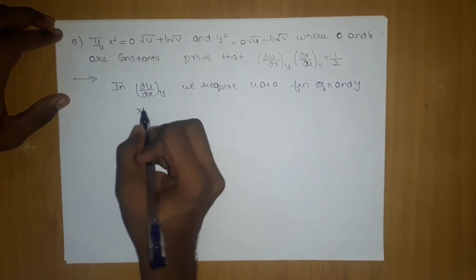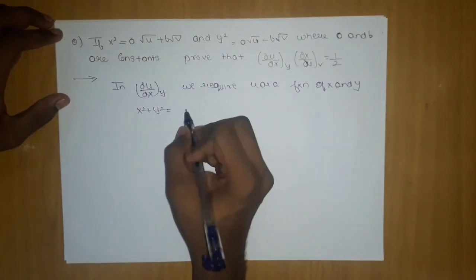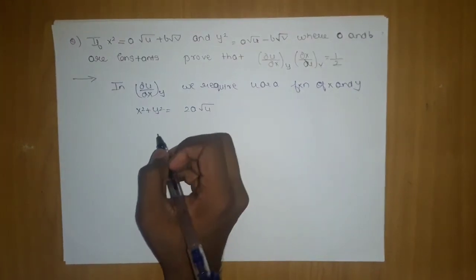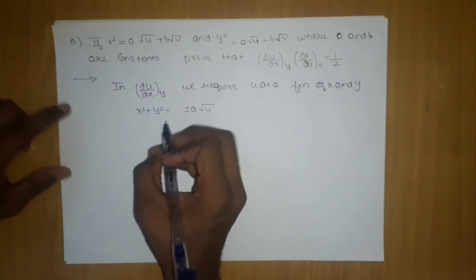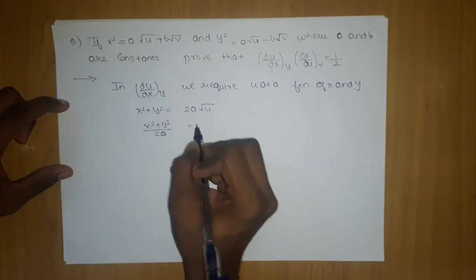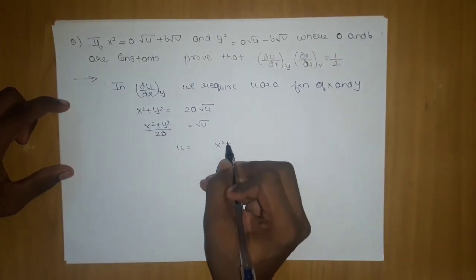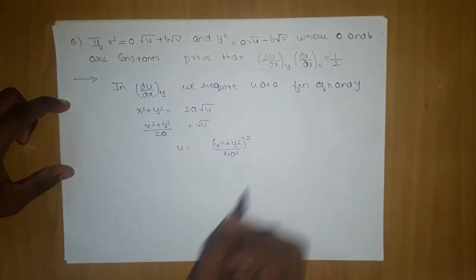For that we will add both of them. x square plus y square, you can easily see they will cancel out, and we get 2a under root u. Since my main focus is to get u as a function of x and y, I will do this: the whole square by 2a under root u. I need u only, so u will be (x square plus y square) the whole by 4a square, the whole square.